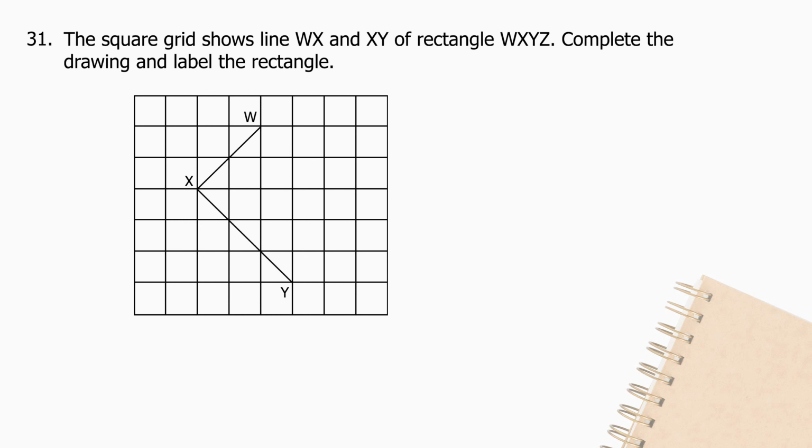Question 31. The square grid shows lines WX and XY of rectangle WXYZ. Complete the drawing and label the rectangle.